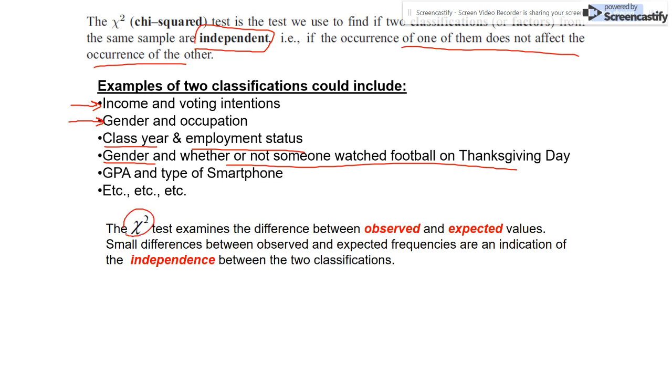So here's the formal notation. This test examines the difference between what you observe and what we would expect out of a data set.